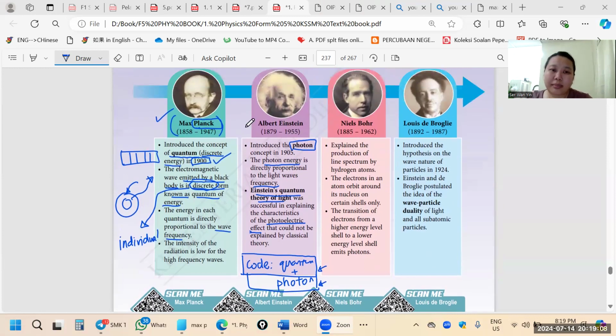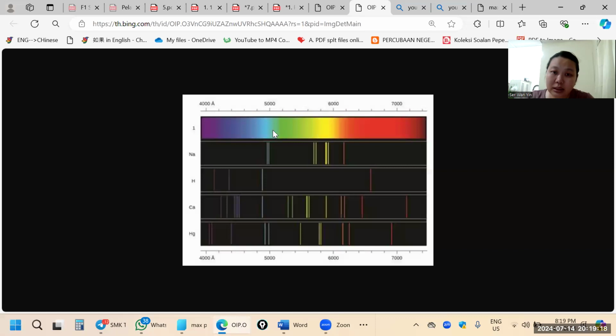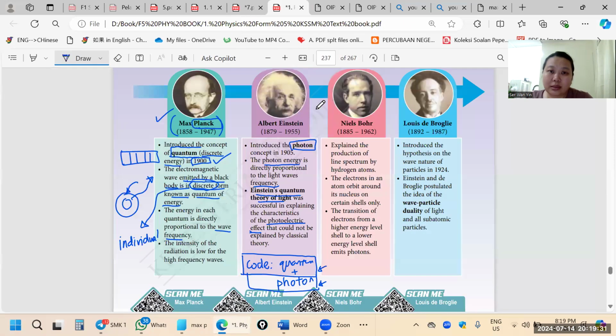Now Max Planck introduced quantum, discrete energy, again. Not continuous, but discrete. The energy comes out and is emitted in a discrete state. Then Albert Einstein introduced the photon concept.